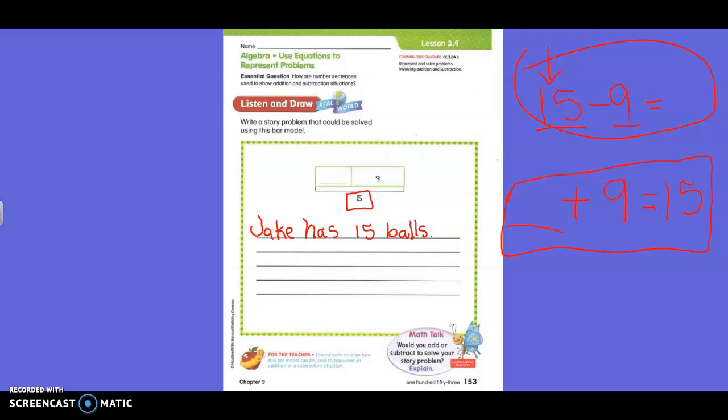So what could we say? Jake has 15 balls. What does he do with those balls? He has to get rid of them somehow. What is he going to do with them? Kinley? He gives 9 to Chase. Okay, he gives, or I'm going to say, 9 balls to Chase. He gives 9 balls to Chase.